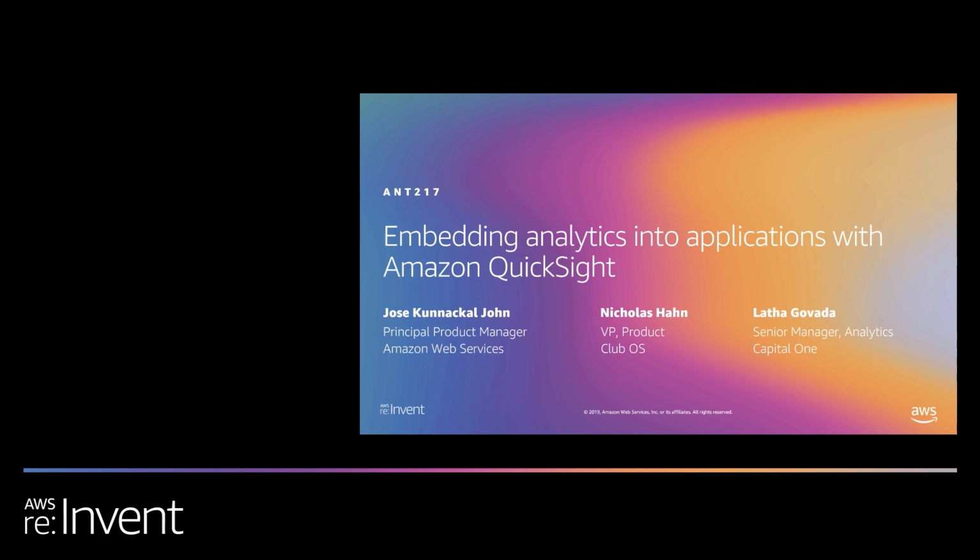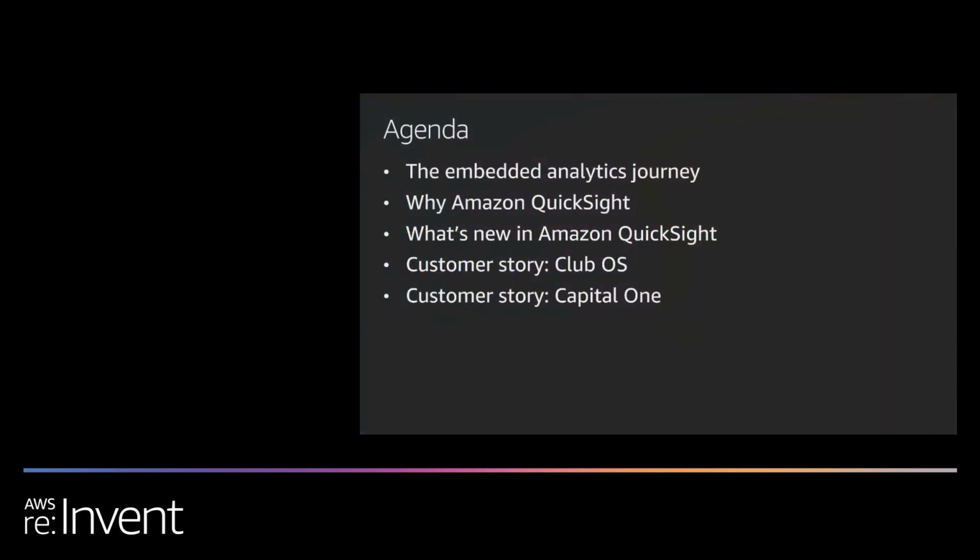We are going to cover embedding analytics into applications with Amazon QuickSight, which is ANT217. My name is Jose Knuckle John. I'm a Principal Product Manager with Amazon QuickSight. And speaking with me today are Nick Hahn, who is VP of Product at Cub OS, and Lata Govada, who is Senior Manager of Analytics at Capital One.